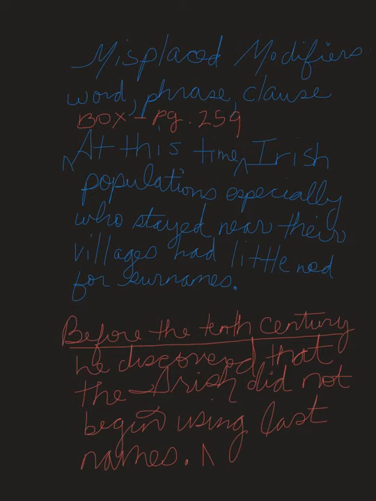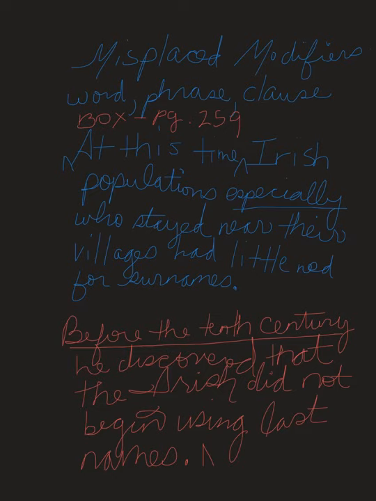says, "At this time, Irish populations, especially who stayed near their villages, had little need for surnames," okay? Here, our problem is just the one word especially, and yes, it is in that box of 10 words that are commonly misplaced. All right, we could put especially in a couple of different places.